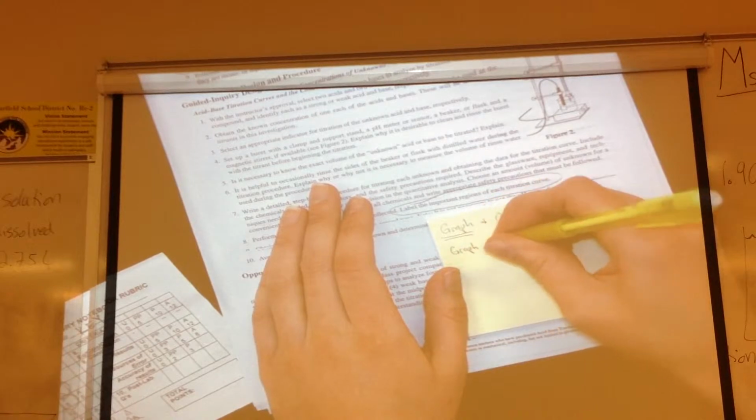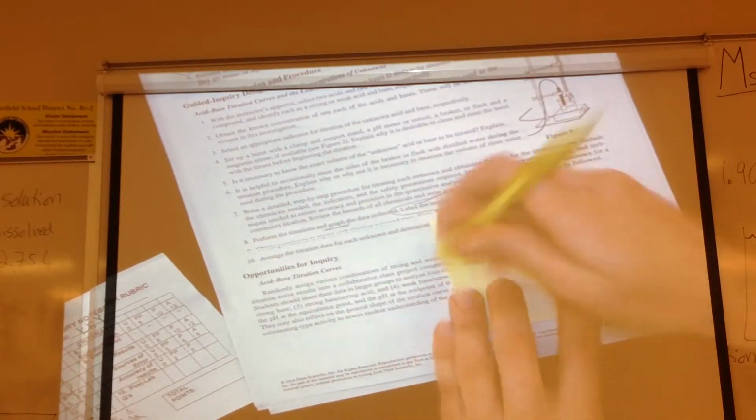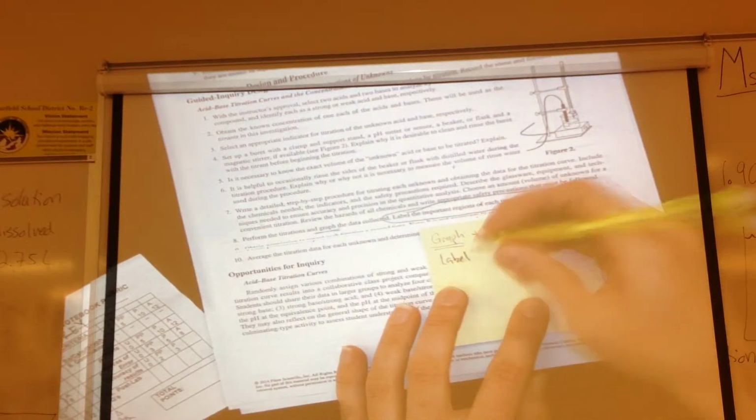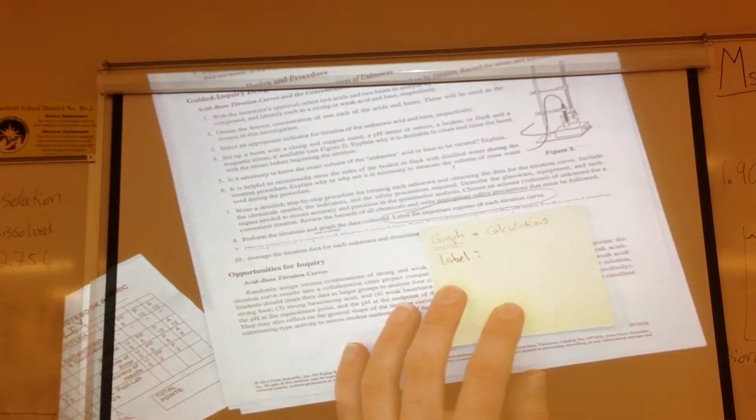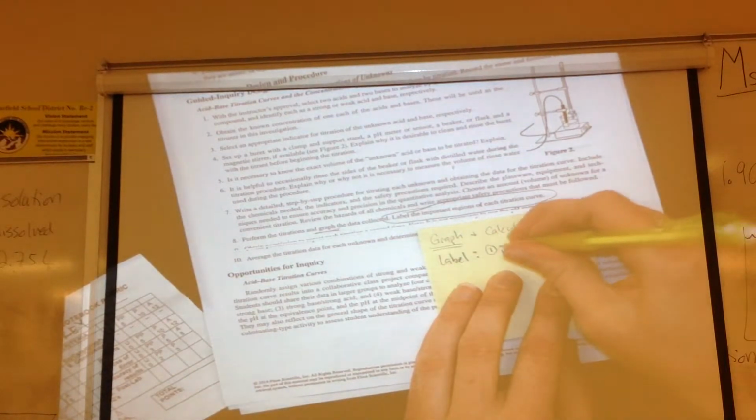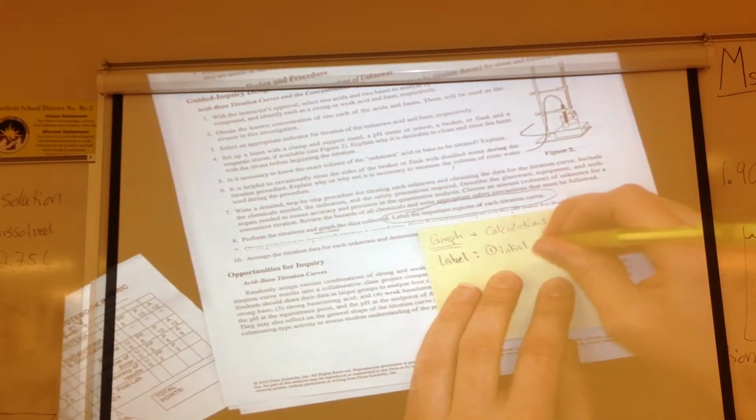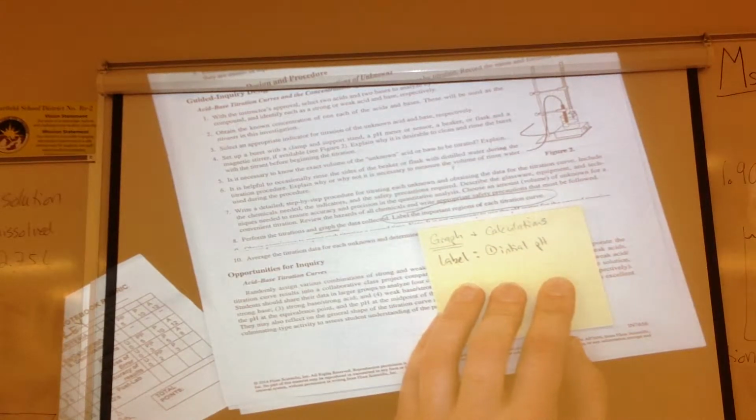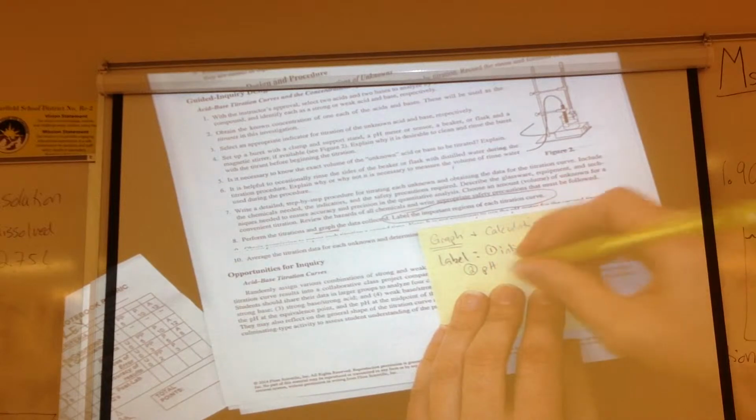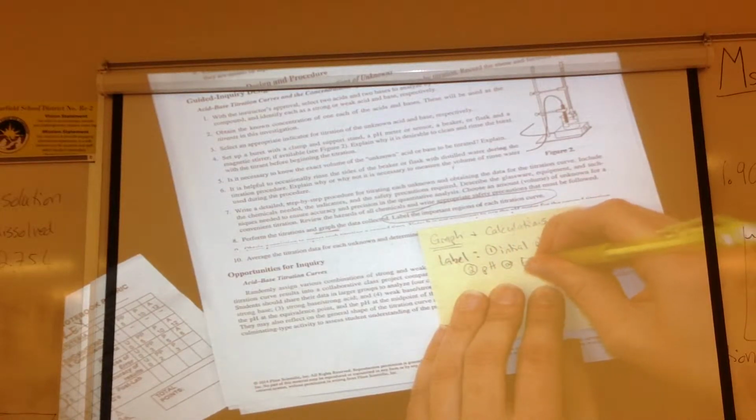I would like you to label the initial pH. Let me get my list out. Please label first the initial pH. So where does that show up on your titration curve? Second, I want the pH at the equivalence point.